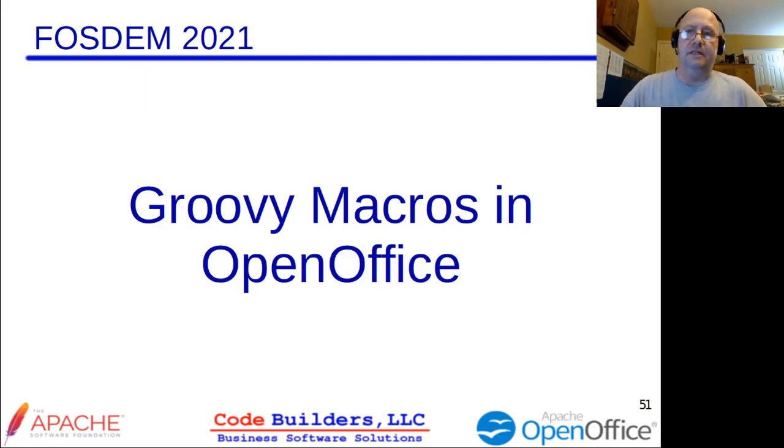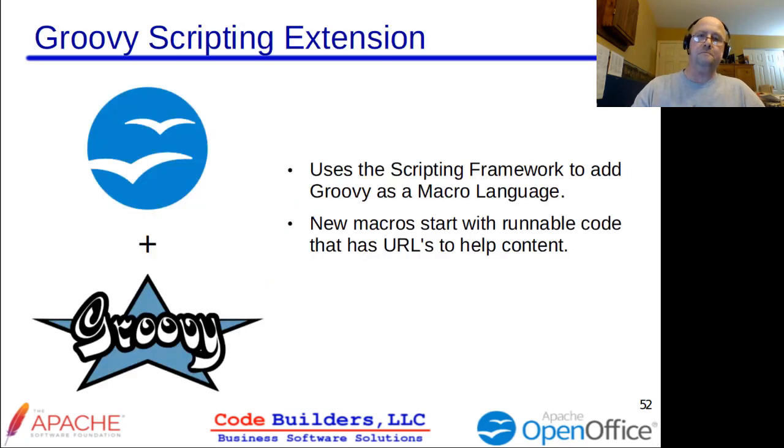So the last topic is Groovy macros in OpenOffice. The Groovy scripting extension uses the scripting framework in OpenOffice to add Groovy as a macro language. Starting with the built-in bean shell example that's in OpenOffice, I modified it for Groovy, and then use the Groovy shell class in Groovy to evaluate the macros. So it uses the same simple editor in OpenOffice that is used by the bean shell macros. It's a pretty simple editor, so I generally code in an IDE and then copy and paste it into the editor as I work.